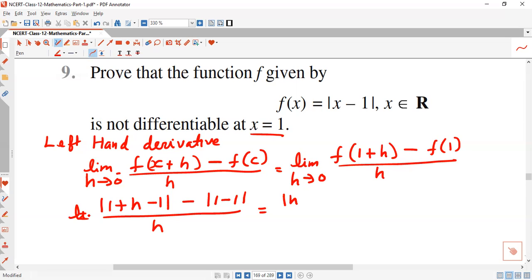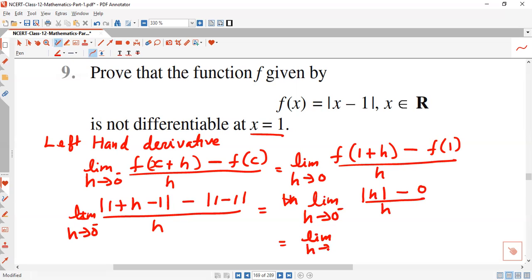The limit is h tending to 0 minus. So the function becomes mod h minus 0 upon h. Since h tends to 0 minus, h is negative, so mod h is minus h. The function becomes limit h tends to 0 minus of minus h upon h, which is minus 1. So the left hand derivative is minus 1.